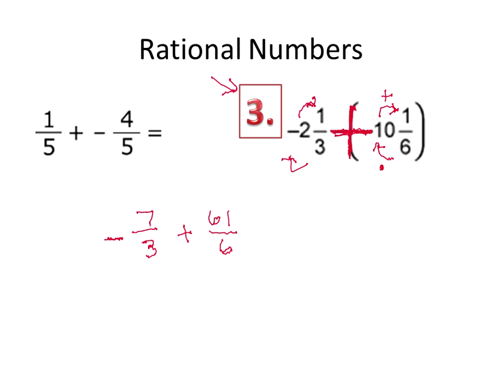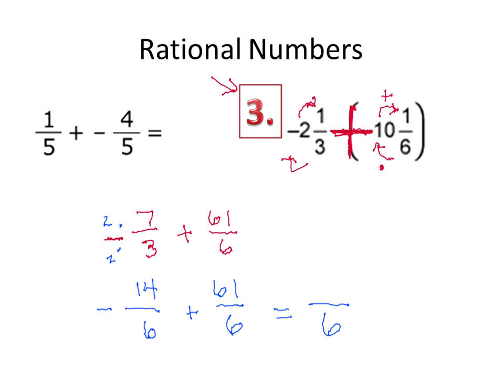So now we cannot add or subtract without common denominators. So I'm going to multiply this first fraction by 2 to get a denominator of 6. So whatever I do to the bottom, I have to do to the top. So I have 3 times 2, which is 6, and 7 times 2, which is 14, and that's still negative. And then we have 61/6 over here. Remember, our denominator stays the same, so we don't have to really worry about that denominator when we add. So now we're having negative 14 plus positive 61.